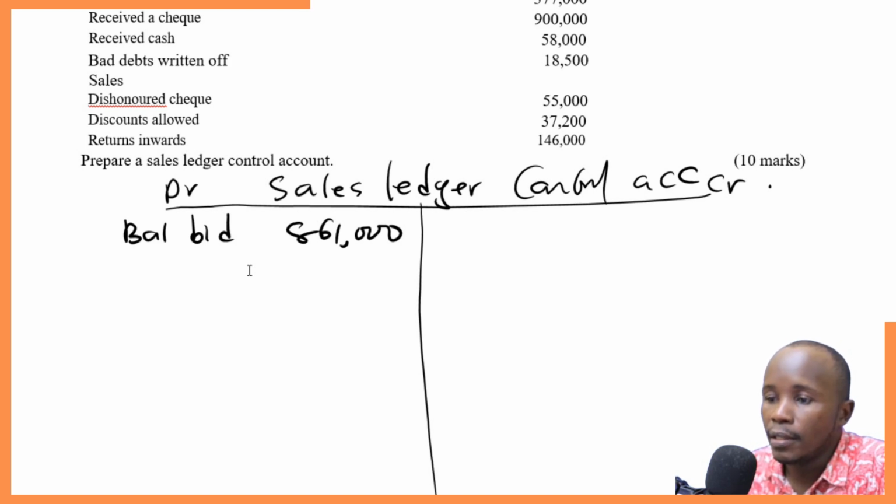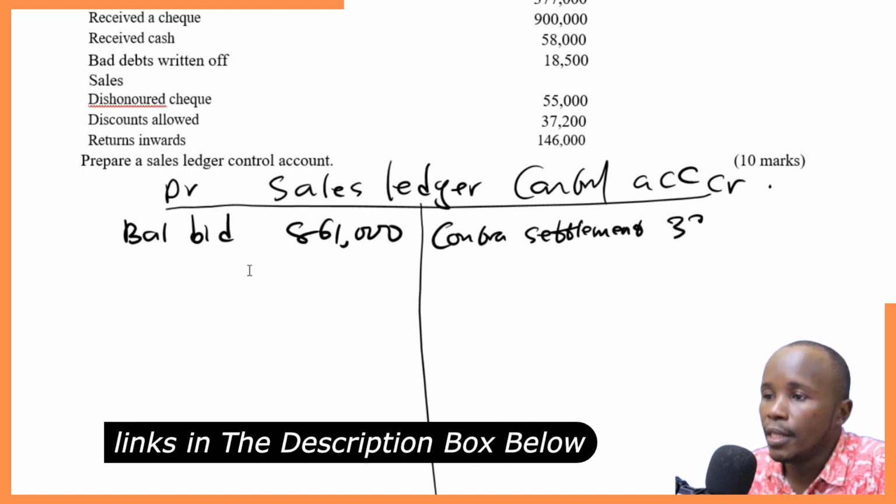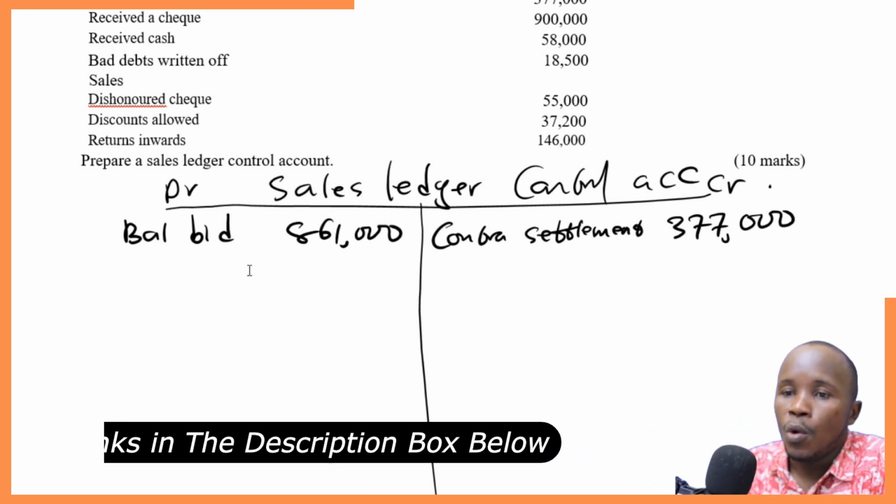This one we can talk of as contra settlement. Contra settlement is like you are settling your accounts payable. And by how much? 377,000. This is 377,000. We move on.